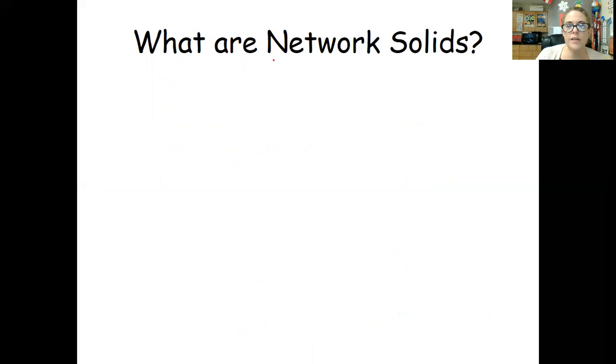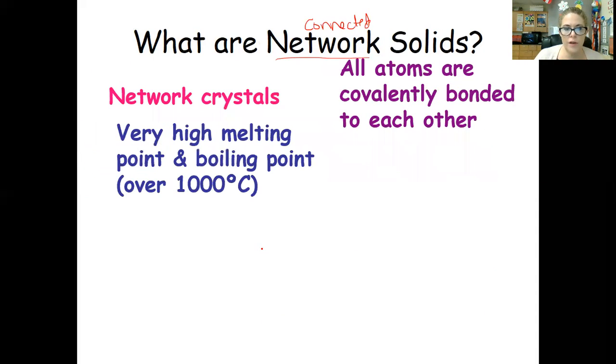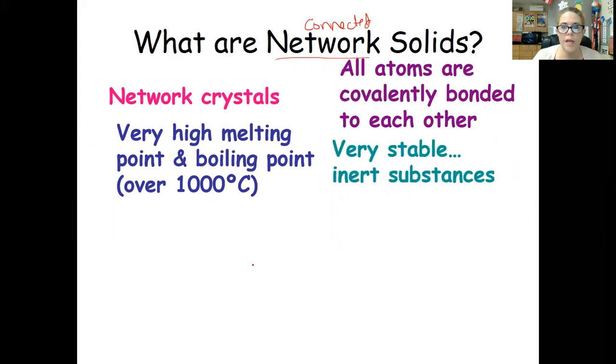All right, so when I think of something as a network, I think the word connected. Right, try to pick apart words and try to derive some meaning. So we have network crystals where all atoms are covalently bonded to each other, but in such a way that they are bonded in this network, it makes for a very high melting point and a very high boiling point for those. And they're very, very stable. Inert means unreactive, right? Our science with our big words.